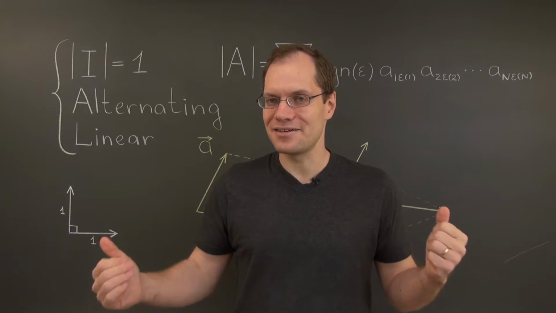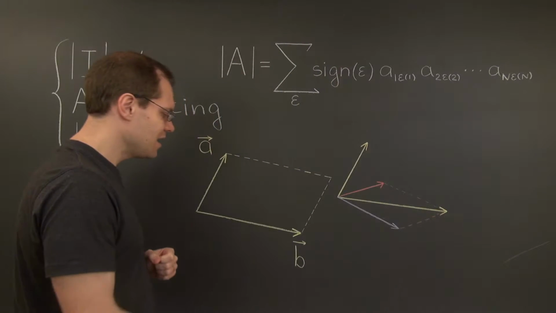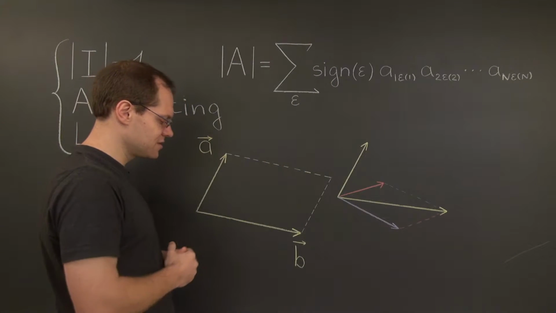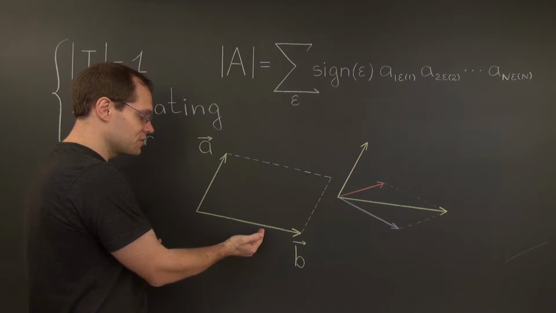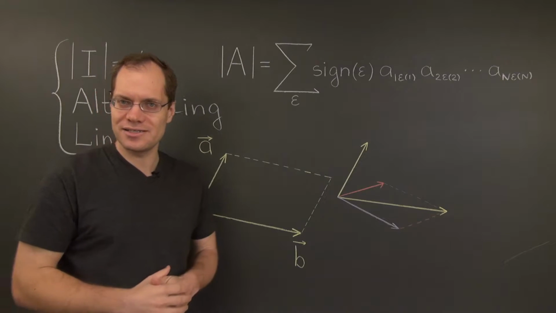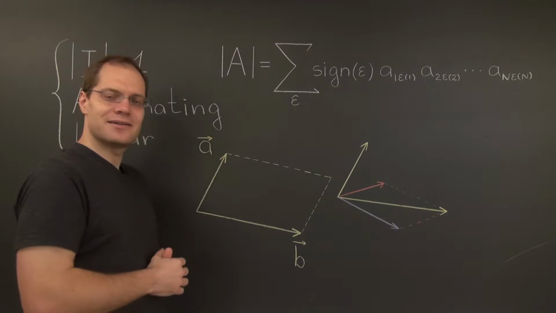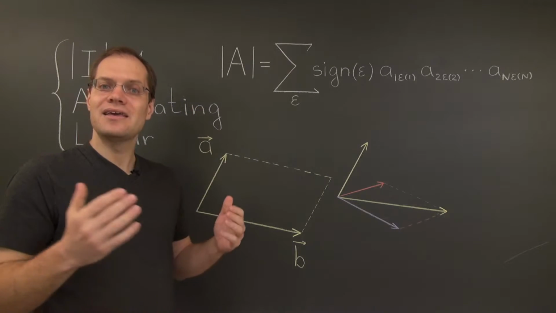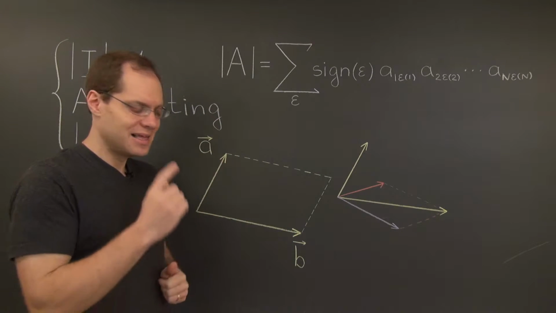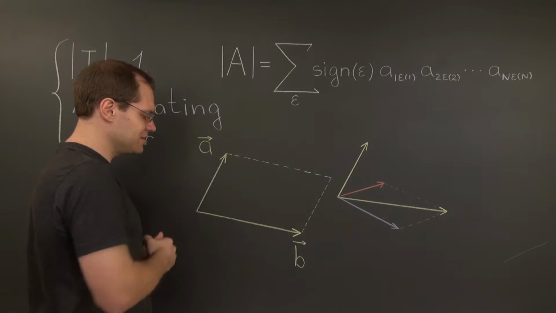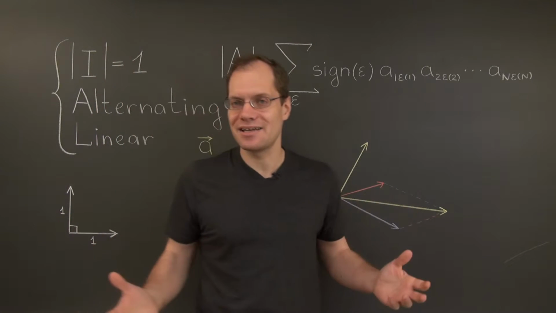the area is negative. For example, if we said that the vector b was first and a was second, then the shortest path from the first vector to the second is counterclockwise, and the area of this parallelogram is positive. If we said, on the other hand, that a is first and b is second, now the shortest path is clockwise, and the area is negative.